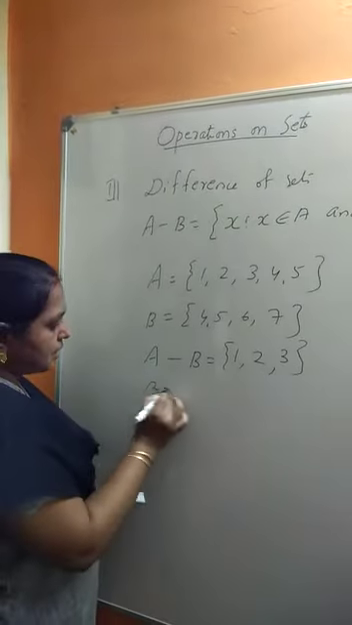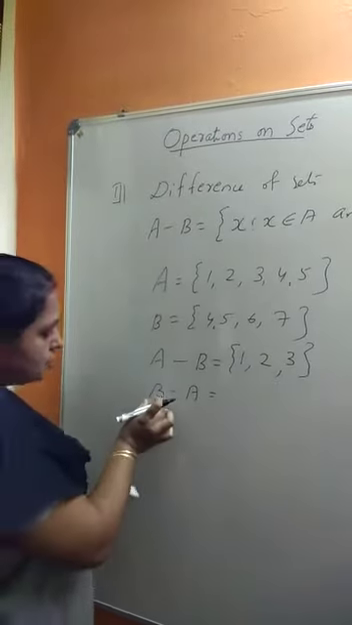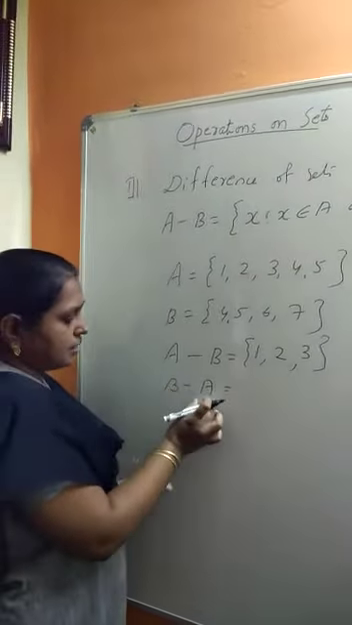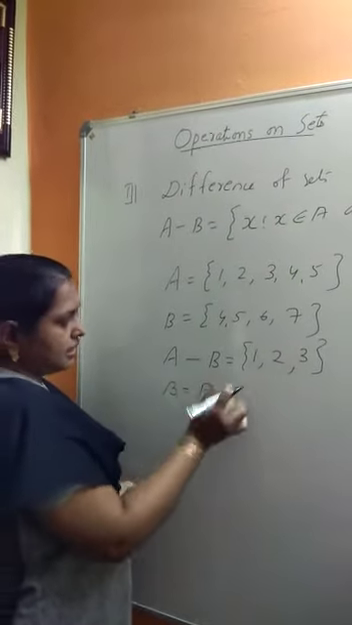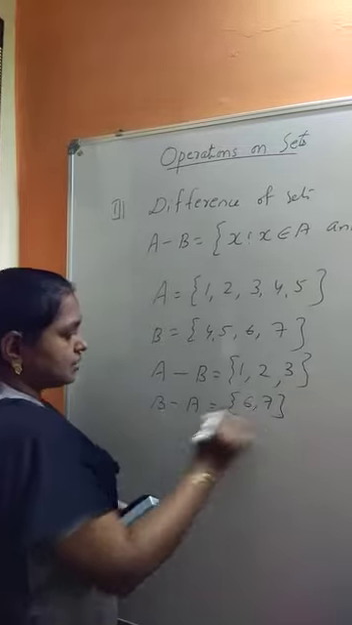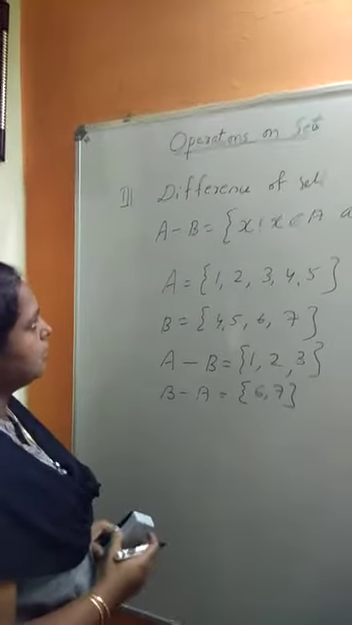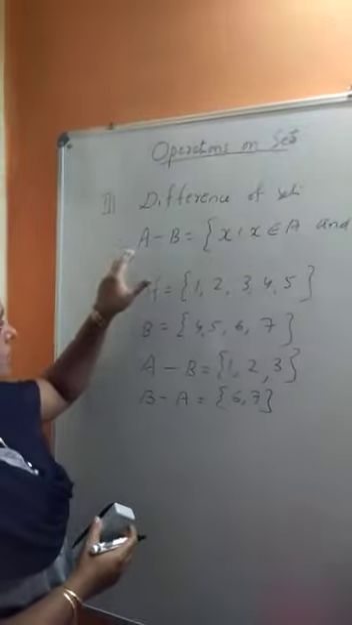Now B minus A. If we want to find out the difference between B and A, the element should be present in B only. It should not be present in A. That means we have to choose those elements from B which are not present in A. They are 6, 7. So this is the third operation, and this is the definition of difference of sets.